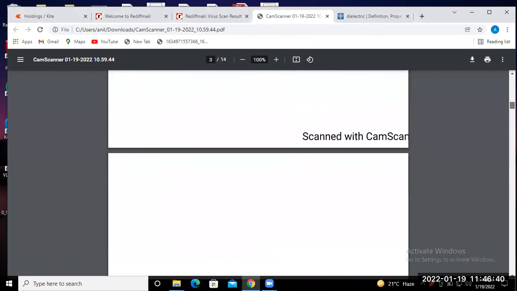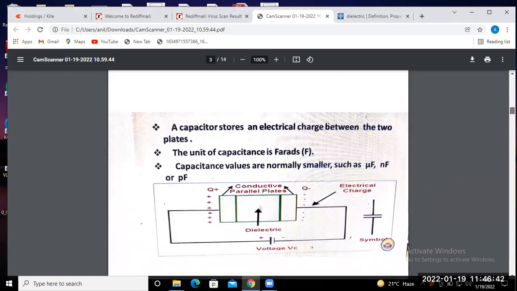Next, this is the representation again when voltage is applied across this capacitor. The capacitor stores electrical charge between the two plates, the positive plate and negative plate. The unit of capacitance, as already said, is normally microfarad, nanofarad, and picofarad. So how can we convert microfarad, nanofarad, and picofarad into farad?